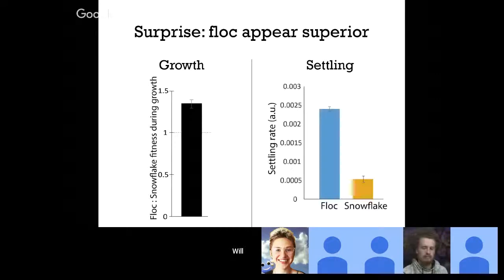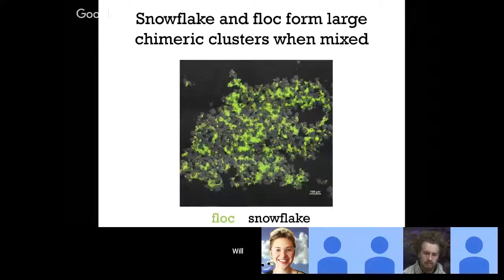What about settling? Well, I already showed you a video showing that flocks settle about 4 times faster than snowflakes. So if flock are better at growing than snowflakes, and they're better at settling than snowflakes, then why would snowflakes win? Well, it turns out snowflakes act as cheats in chimeric groups. This is a cluster of fluorescently labeled flock and non-fluorescently labeled snowflakes. These gray large blobs are snowflakes, and these green fluorescent things are flock. And it turns out that when you mix flock and snowflake together, snowflakes get into the flock groups. And what's cool is that single-celled yeast that are not flocky, so the snowflakes are not flocculent, single-celled versions of this yeast don't get into the flocks.